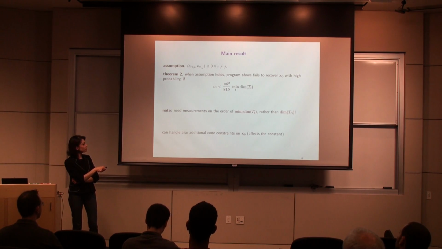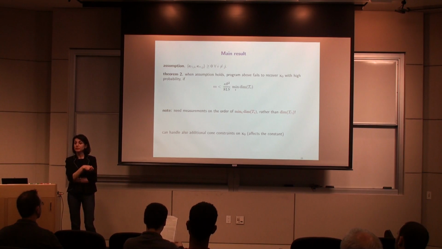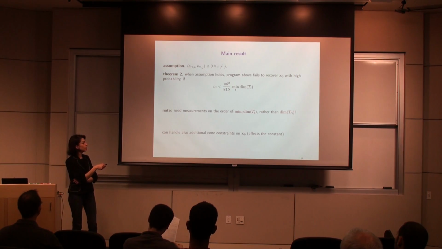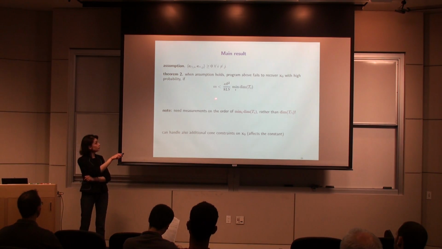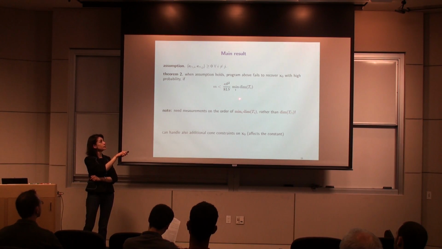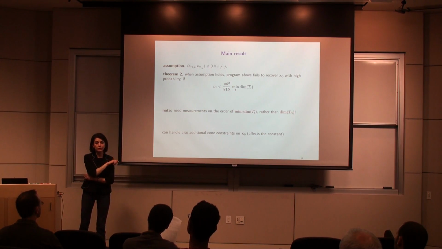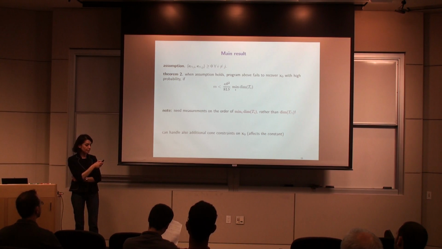We also have an extension in which we can add extra cone constraints. For example, let's say the matrix is also positive semi-definite. It doesn't help very much, because it only affects this constant. You still have this term there, even if you add a positive semi-definite constraint. Any questions?